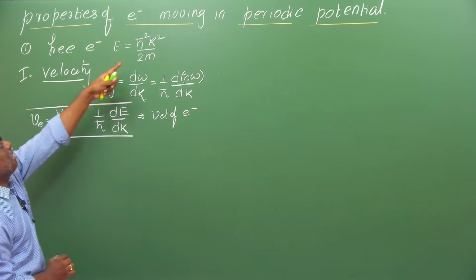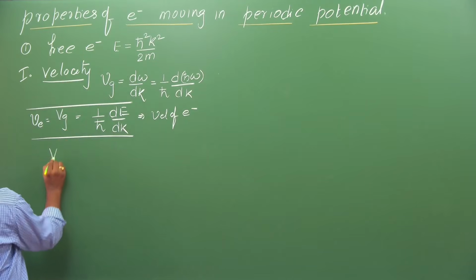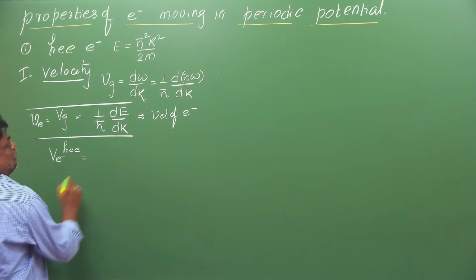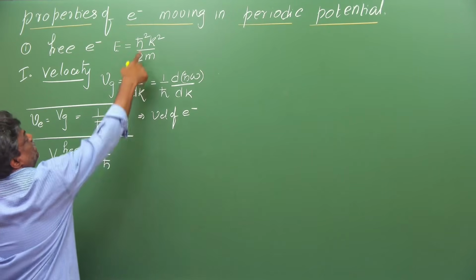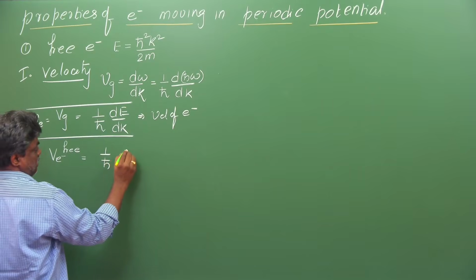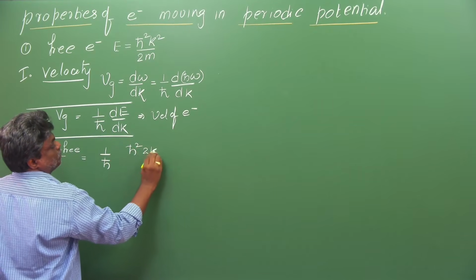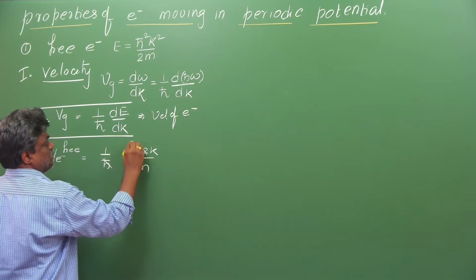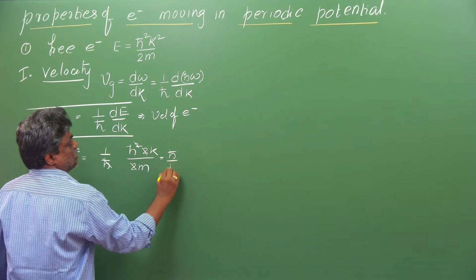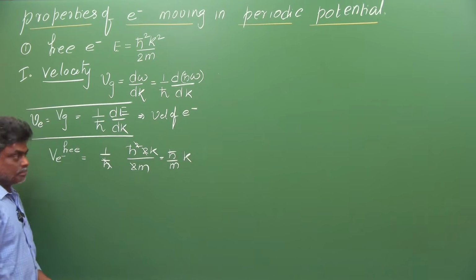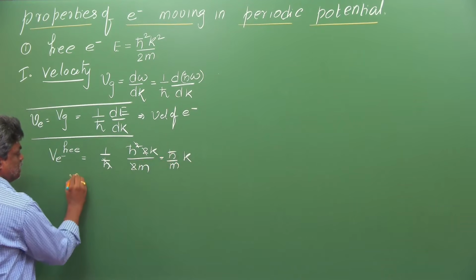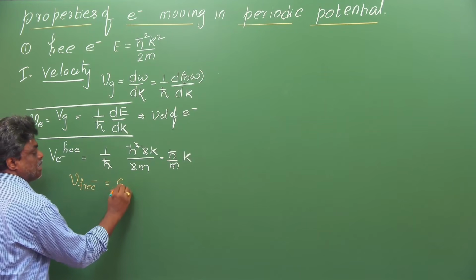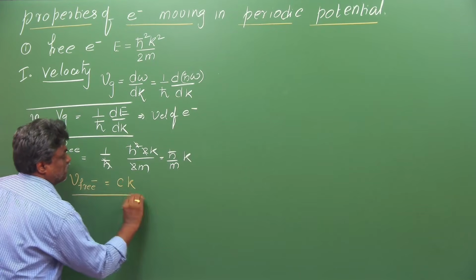So here I have already taken the free electron. That's why the velocity of the electron, which electron it is? Free electron. This is 1 by H cross, differentiation of E with respect to K. H cross square 2K by 2m. 2 gets cancelled, finally H cross also cancels. H cross into K, this is constant. That's why I can take the velocity of the free electron is simply some constant into K.